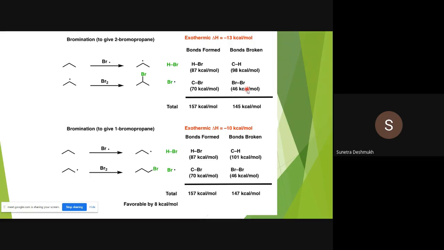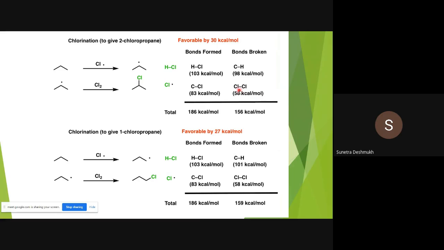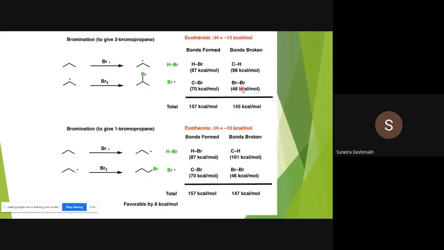To break the Br-Br bond, we need a total energy of 46 kilocalorie per mole. It's relatively less than the chlorine bond breaking. Okay, so to cleave the chlorine bond homolytically, we need 58 kilocalorie per mole, and to cleave the Br-Br bond homolytically, we need 46 kilocalorie per mole.